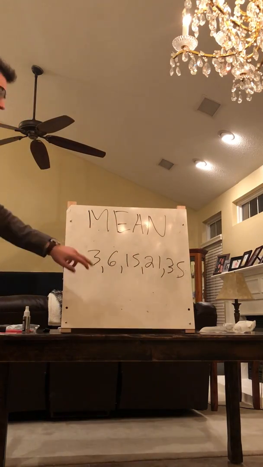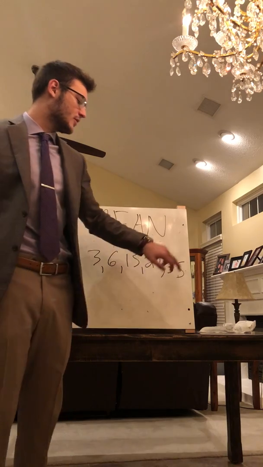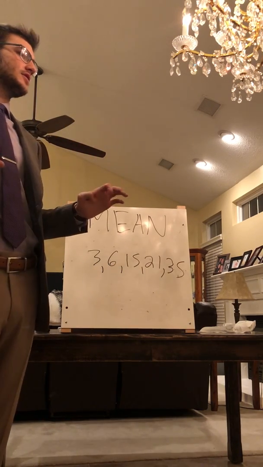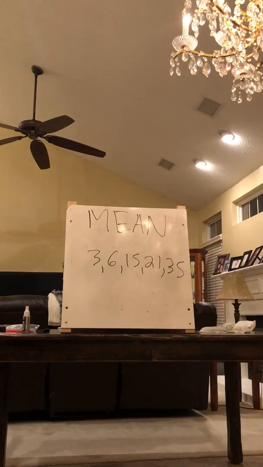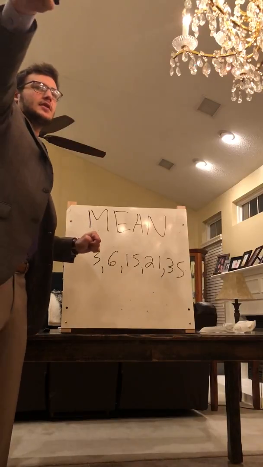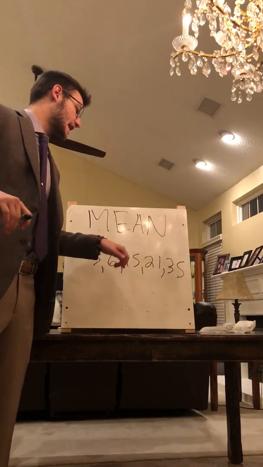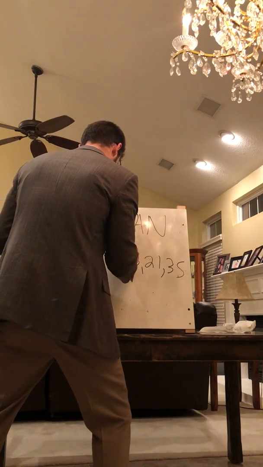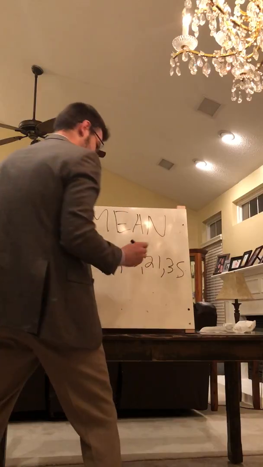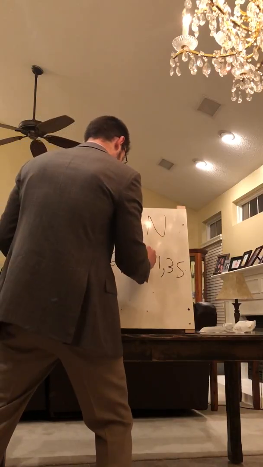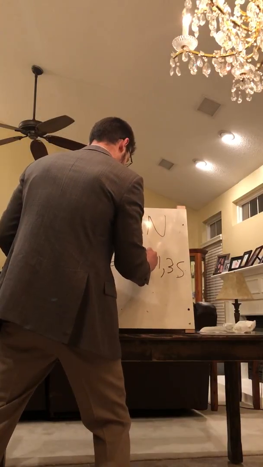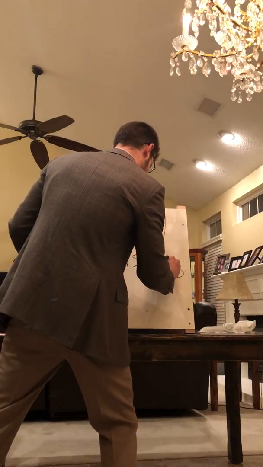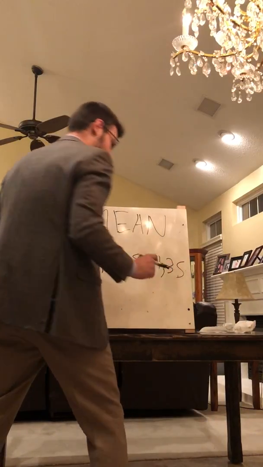All right, so we have 3, 6, 15, 21, 35. Okay. Who can tell me what we do first? Go ahead. That's right, we add. So let's add together. 3 plus 6. Go ahead, we can shout them out. 9. 9 plus 15. Come on. 24, that's right. 24 plus 21. 45, that's right. And 45 plus 35, anybody get it?